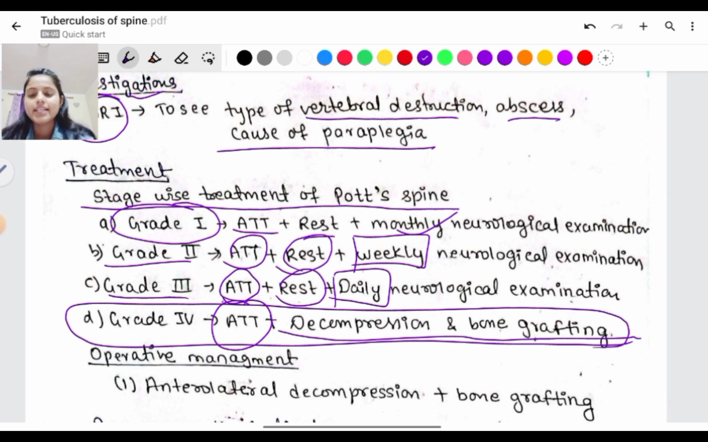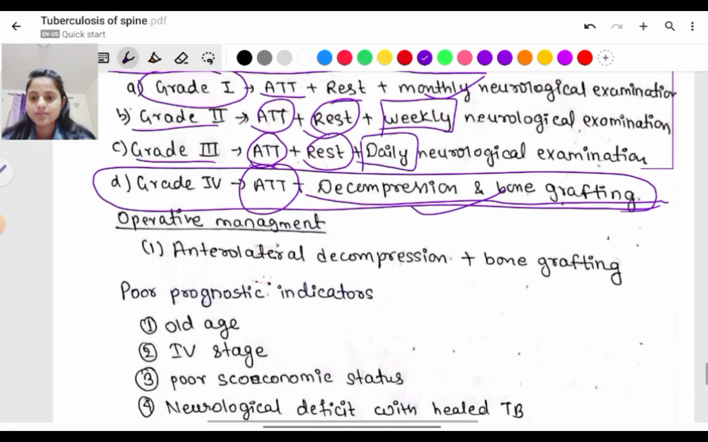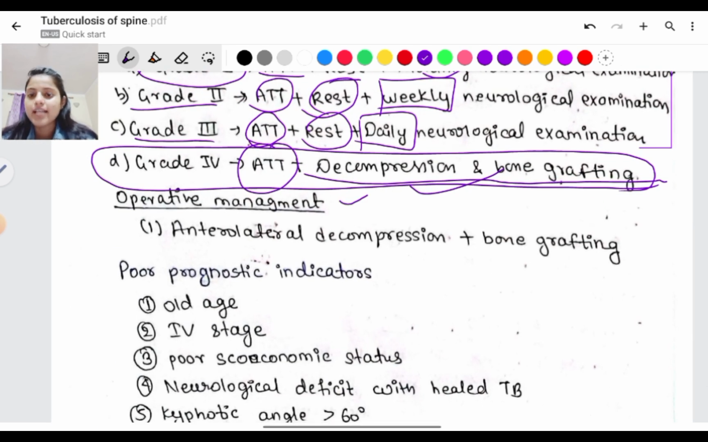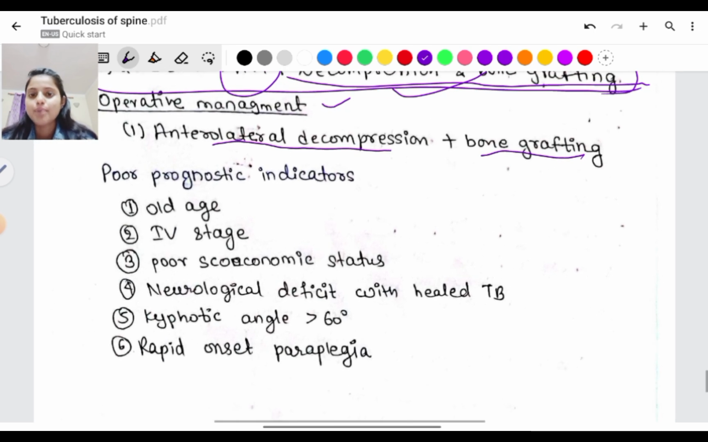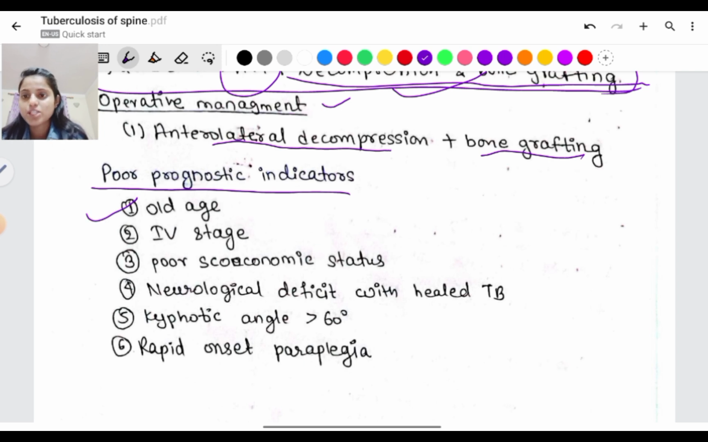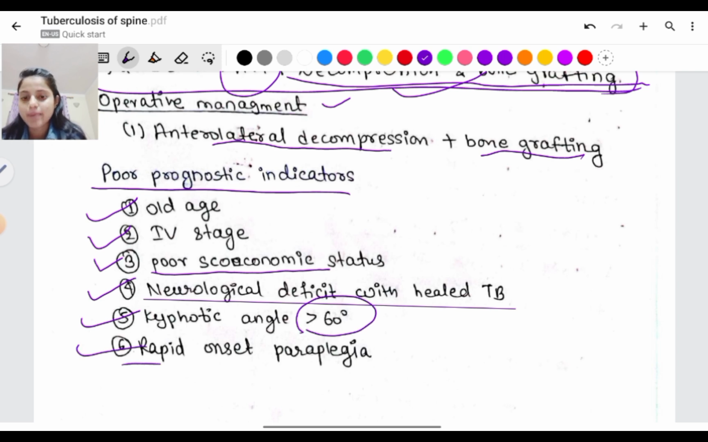And in grade 1, grade 2, grade 3, we keep doing neurological examination, and if the patient is improving, then we continue the same treatment. If the patient is not improving, then we do decompression. In operative management, anterolateral decompression plus bone grafting is done, which is the most common. Poor prognostic indicators: if the patient is old, if the Pott's paraplegia is 4th stage, if the patient has poor socioeconomic status, if there is neurological deficit with healed TB, if there is kyphotic angle more than 60 degrees, if there is rapid onset paraplegia.